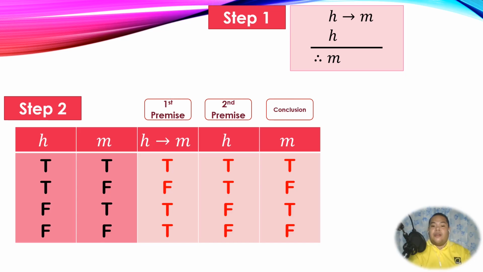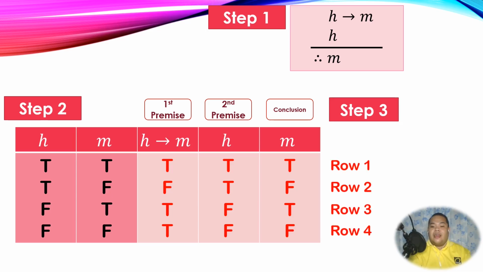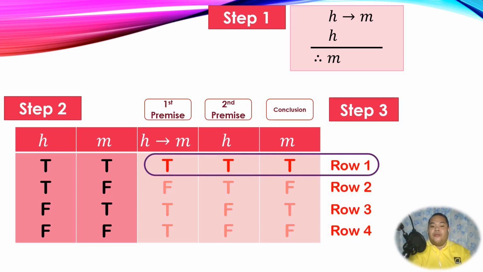Step 3. Remember that you must identify whether the conclusion is true when assuming that the first and the second premises are said to be true. And that is row 1. The first premise and the second premise in row 1 are assumed to be true. Check whether the conclusion is true. The conclusion is true. Therefore, the argument is valid.